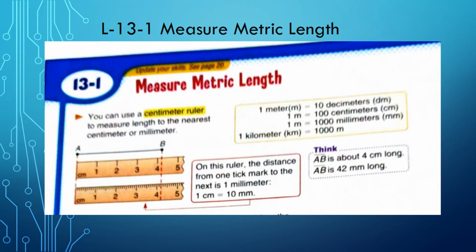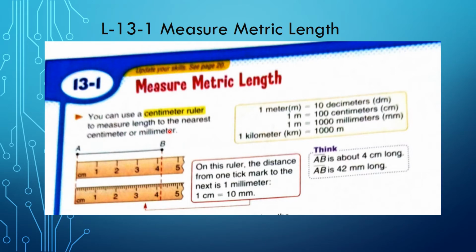Then you can see what the units are: meter, centimeter, decameter, kilometer. Many units are there. Now you can see 1 meter is equal to 10 decimeter, and 1 meter is equal to 100 centimeter, and 1 meter is 1000 millimeter.